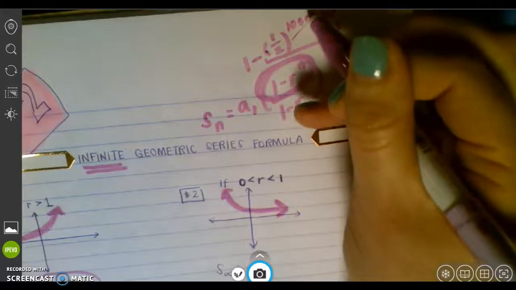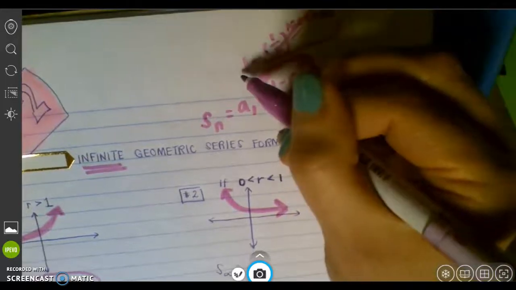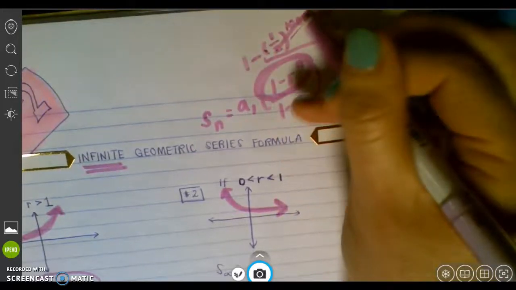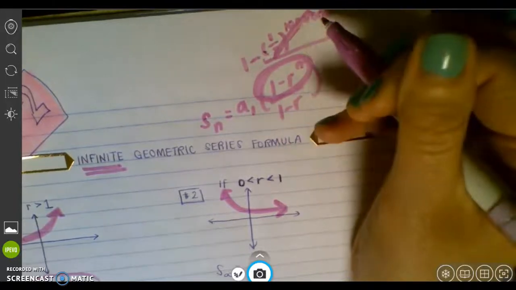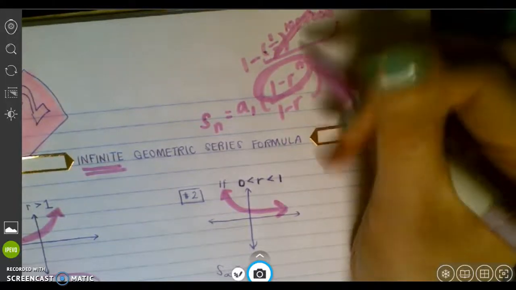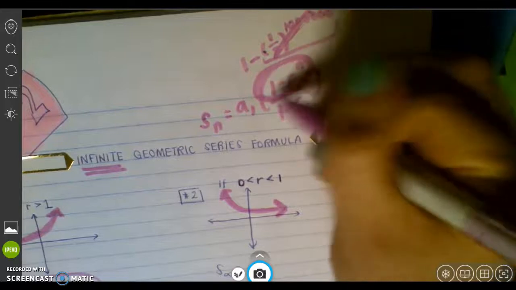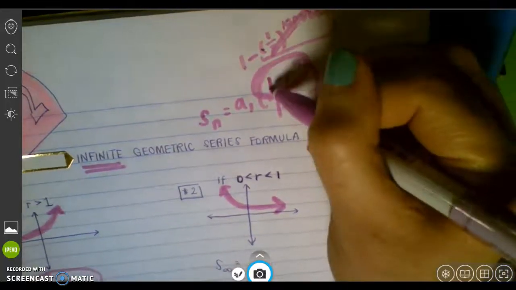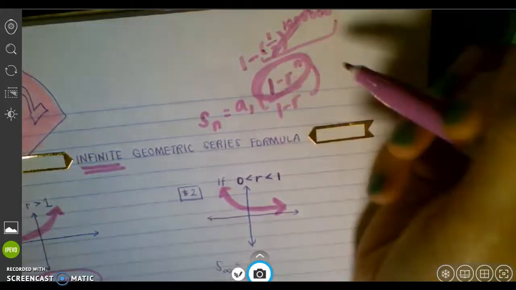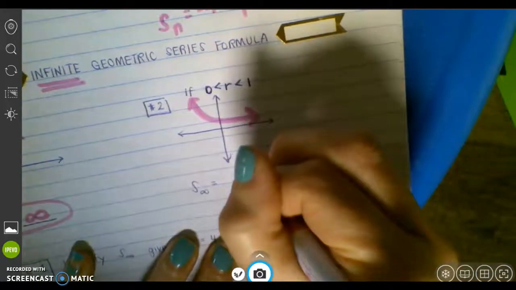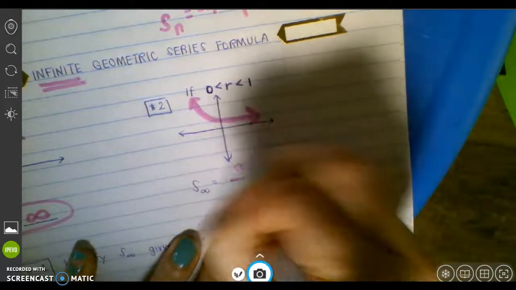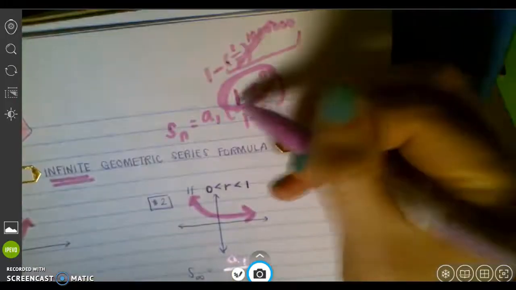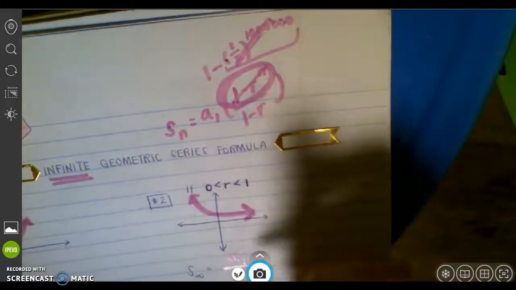This will be such a tiny fraction that we're subtracting from 1 that we don't even need to consider it anymore when we're adding infinitely many terms. So this numerator before was 1 minus r to the n, but now with infinitely many terms, it's just the number 1. And anytime you multiply something by 1, it just goes away. So my formula becomes a sub 1 over 1 minus r.